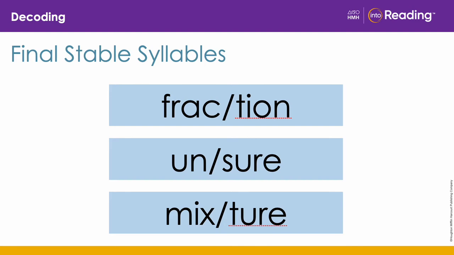Unsure. The last word is mixture. I see the final syllable T-U-R-E, so I'll divide the word before the T-U-R-E. Now I can sound out each syllable. The first syllable is mix. The final syllable is chur. Let's read the word together. Mix-chur. Mixture. Great job.